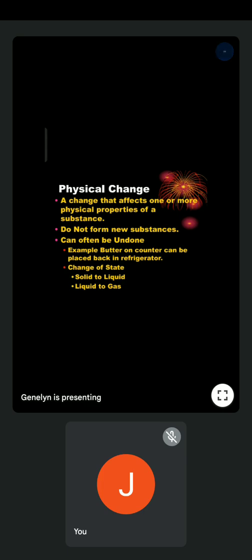Physical change. A change that affects one or more physical properties of a substance. Does not form new substances, can often be undone. Example, butter on the counter can be placed back in the refrigerator. Change of state, solid to liquid, liquid to gas.